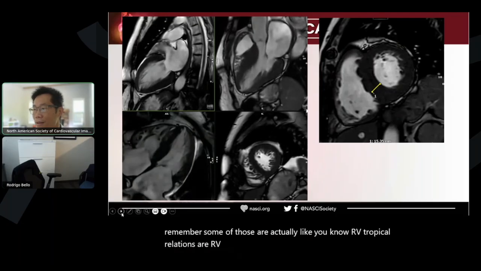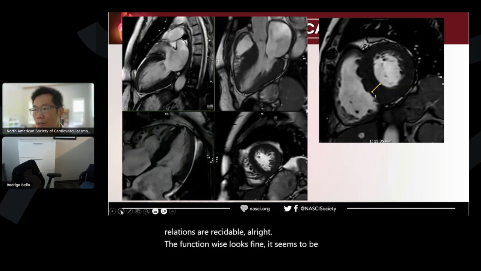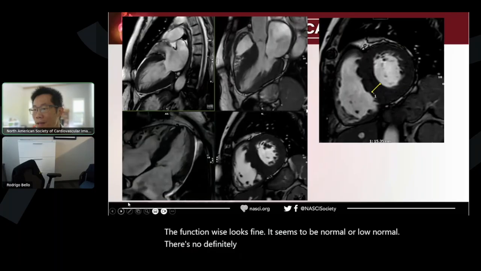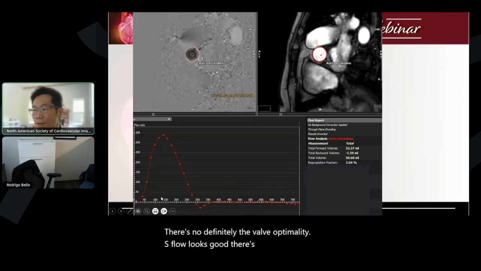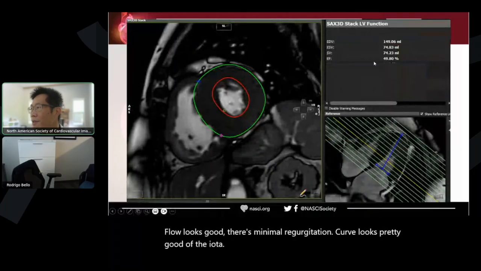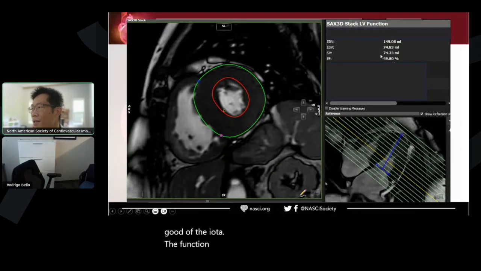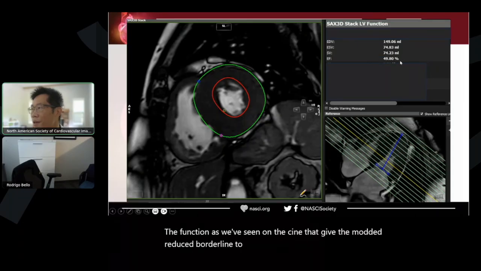All right. The function-wise looks fine. It seems to be normal or low normal. There are definitely no valve abnormalities. Flow looks good. There's minimal regurgitation. The curve of the aorta looks pretty good. The function, as we've seen on the cine, gives a mildly reduced, borderline to mildly reduced LV function. The LVEF is 50%.